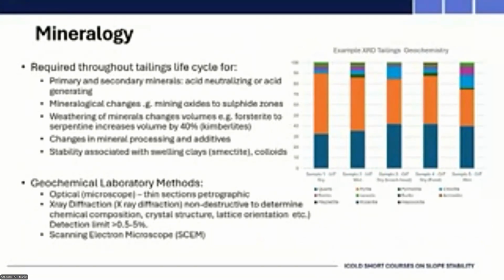Okay, so that's why we need to look at mineralogy. That's the first thing. We have to have a look at what's in there, in the tailings, over the life cycle. And that's because you've got your primary and secondary minerals. So although it goes out as one thing, as it's sitting there weathering, you're getting secondary minerals that are precipitating out into your tailings. And there are also mineralogical changes, as I mentioned, going from mining oxides to sulfide zones. You need to look at your mineralogy again because it's going to change.